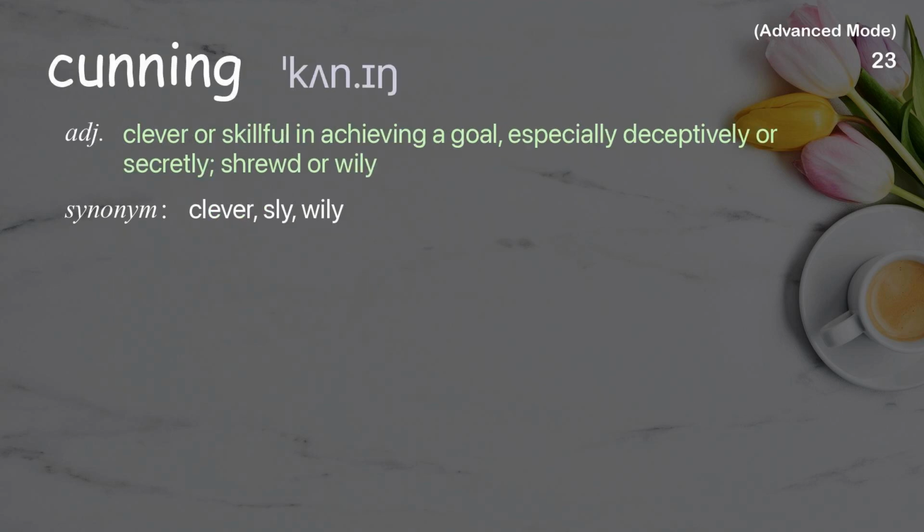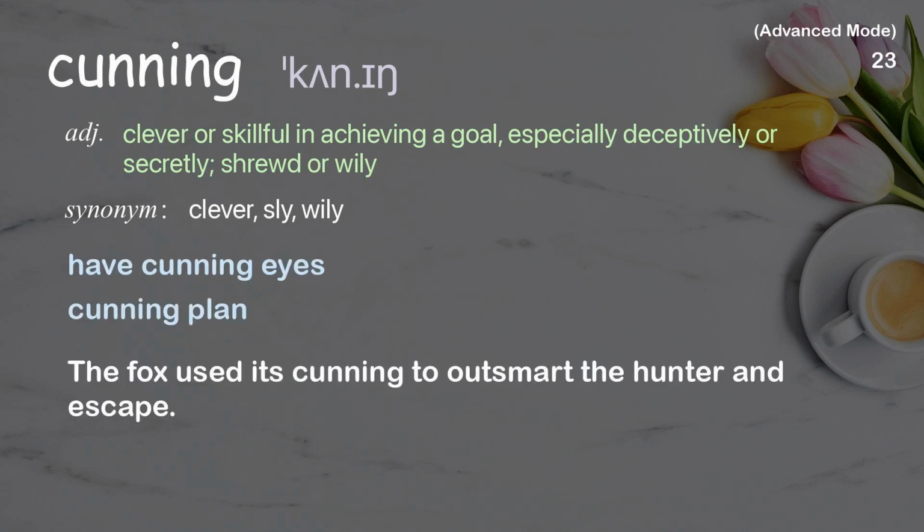Cunning. Clever or skillful in achieving a goal, especially deceptively or secretly; shrewd or wily. Examples: Have cunning eyes. Cunning plan. The fox used its cunning to outsmart the hunter and escape.